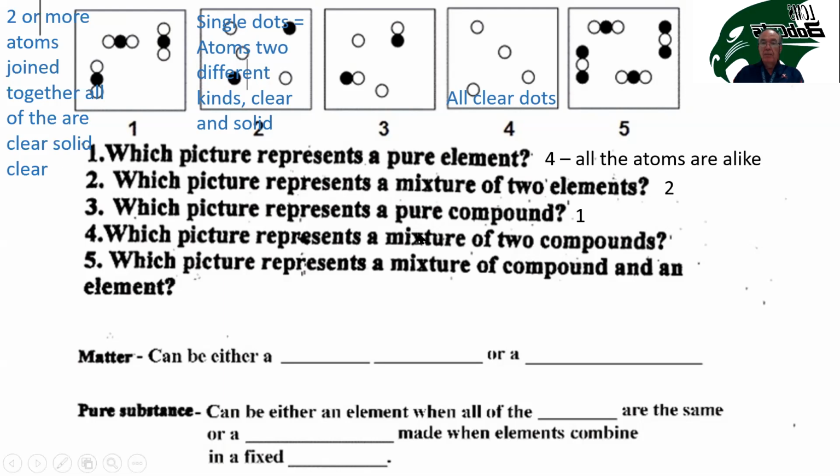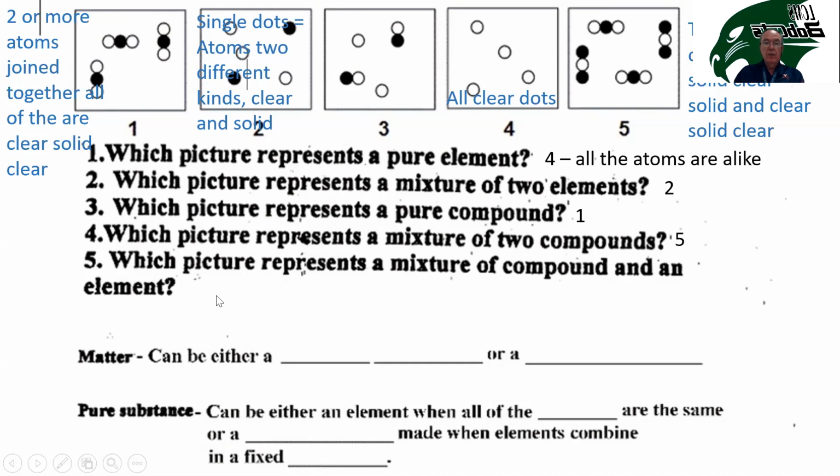Next one says, which picture represents a mixture of 2 compounds? That's picture number 5. We have the compound dark, clear, dark, and then we have this one, clear, solid, clear. So these are compounds, but they're not all the same, so they're a mixture of 2 compounds. One kind of compound is solid, clear, solid. The other kind is clear, solid, clear.